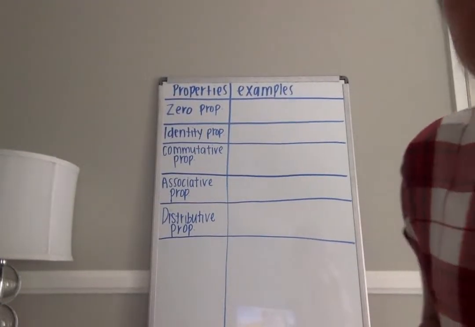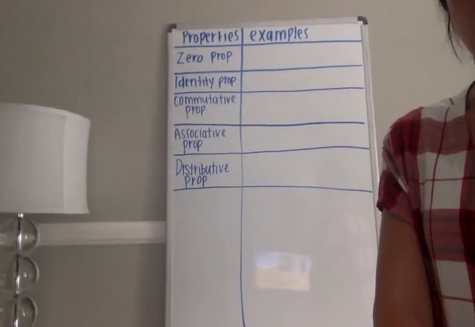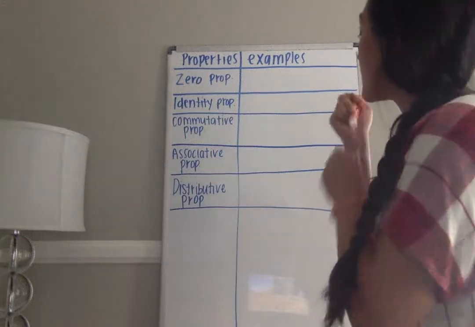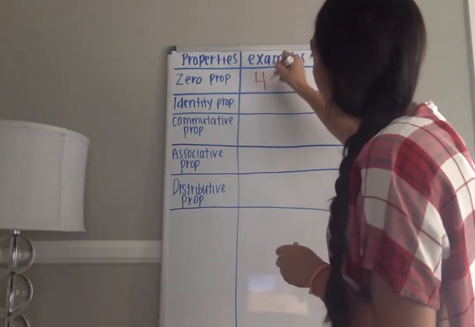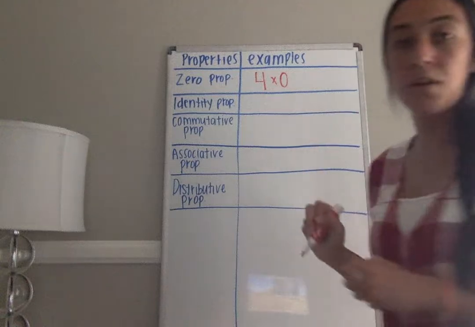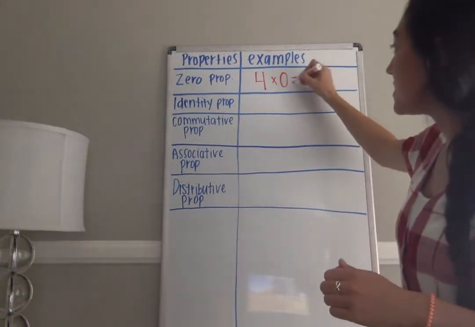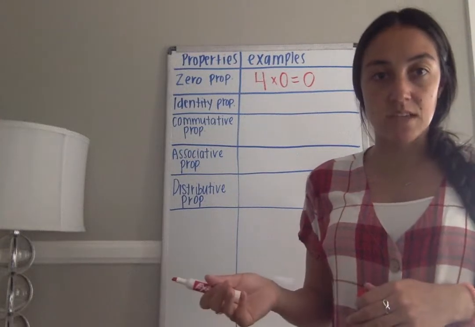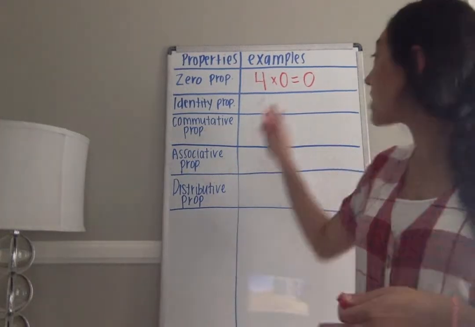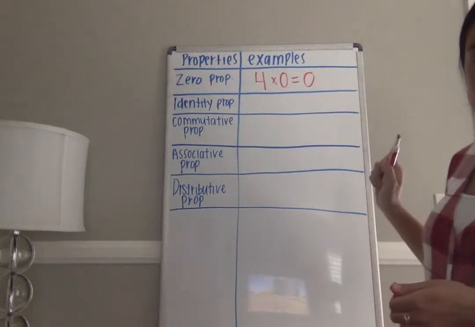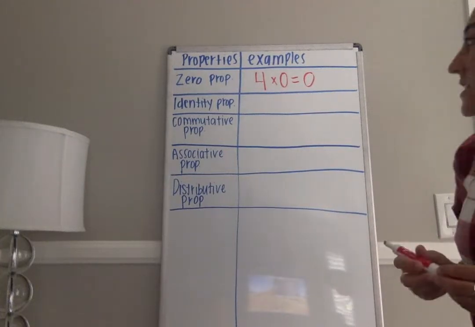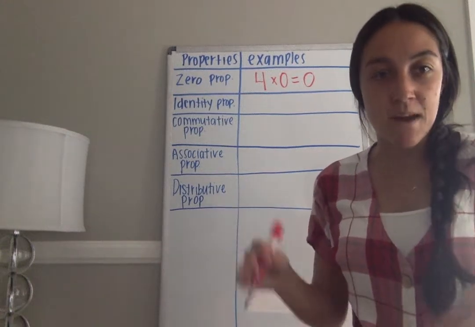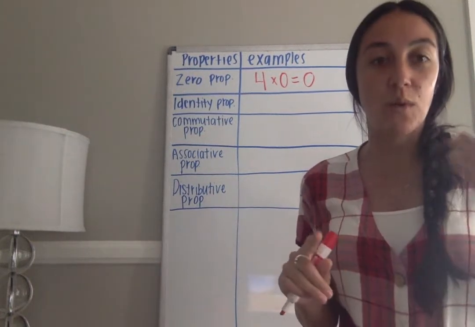The zero property of multiplication just goes over any number times, so let's say 4 for example. 4 times 0 is always going to be 0. So the zero property is just showing you that any number times 0 or multiplied by 0 is always going to be 0.